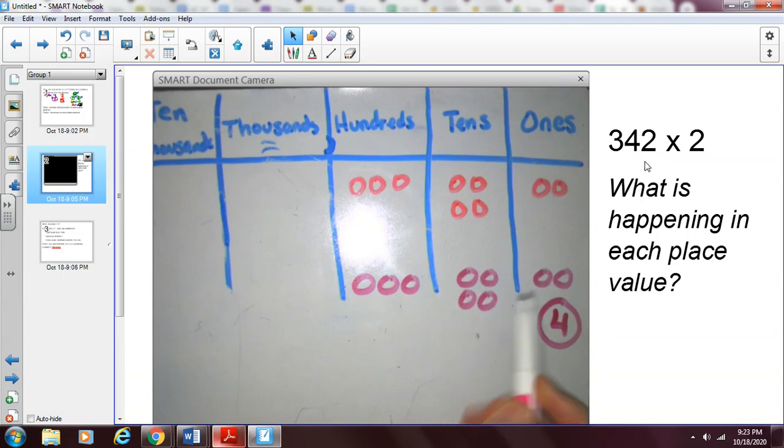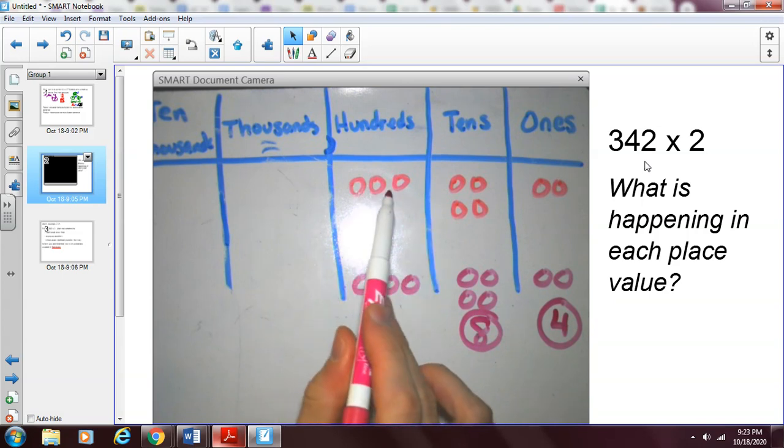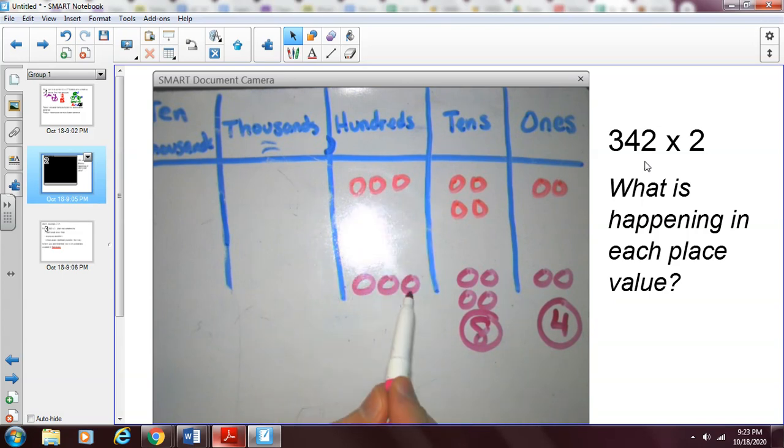4 tens times 2 gave me a total of 8 tens. So this 8 tens has a value of 80. And then over here, I had 3 hundreds, and I multiplied by 2. And I have now 2 300s, or 6 hundreds. So the value of this 6 is 600.